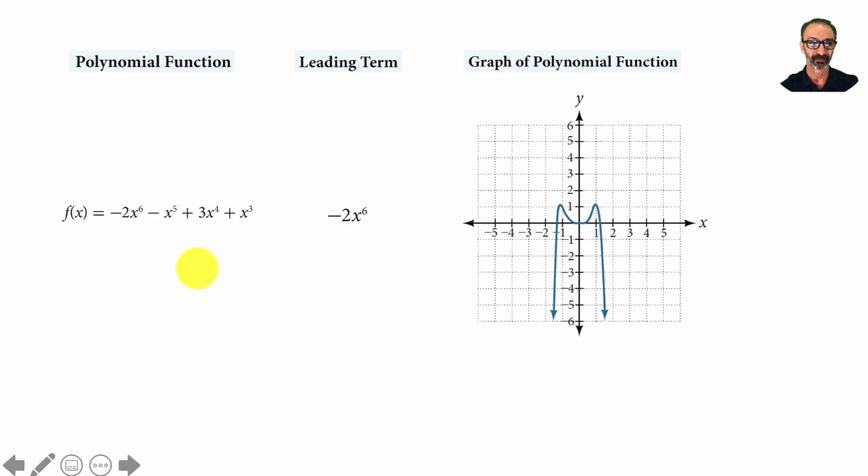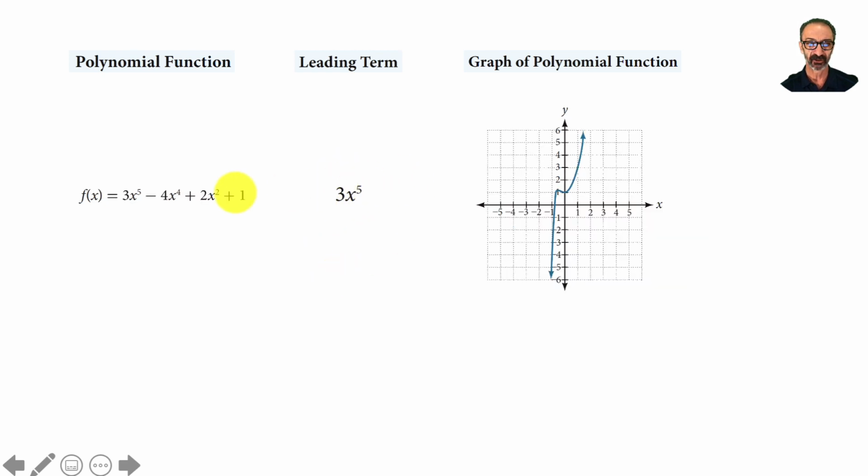Another example, 6 is an even degree. So either both ends are going to open up or both are going to open down. In this case, it's going to open down because the leading coefficient a sub n is -2. And the graph says it, right? We're not discussing too much about the details like how the graph behaves, curves and so on. We're talking about even and odd and end behavior. It all comes from the leading term.